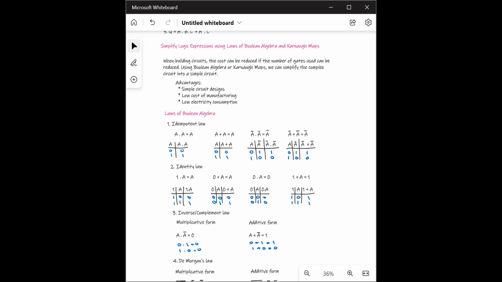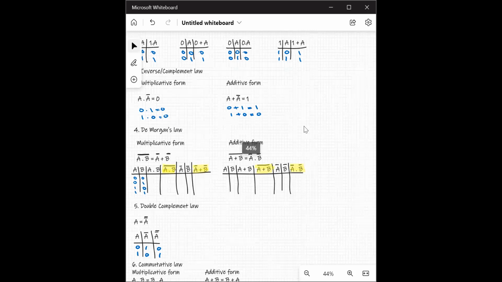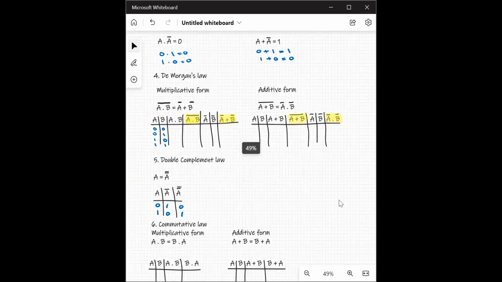Then the fourth one is very important. Highlight this again, very important. This is called De Morgan's law. Many times when you want to simplify Boolean expressions, we have used De Morgan's law.